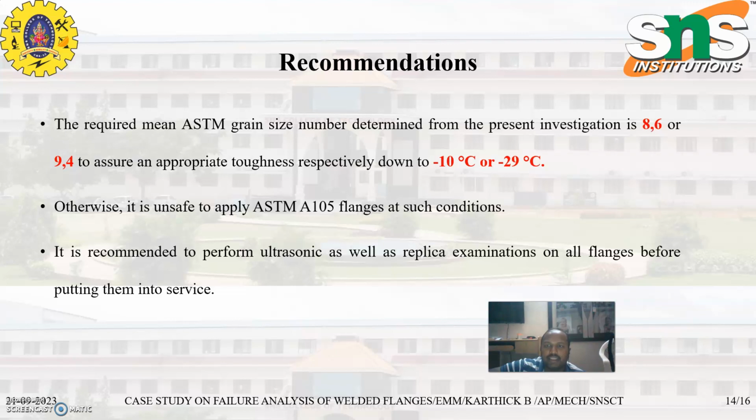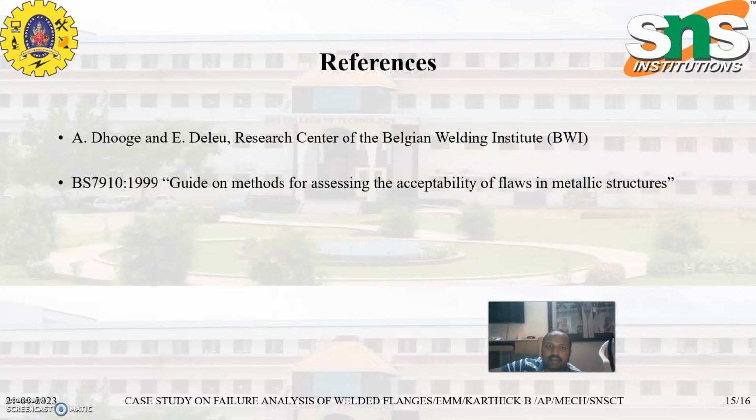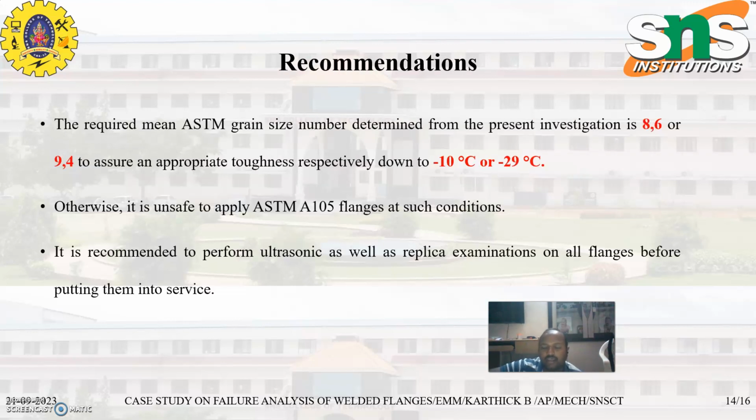The present investigation shows that on this temperature variation from minus 10 degrees to minus 29 degrees, the appropriate toughness of 8.6 or 9.4 should be there, but it is not present. It is recommended to perform ultrasonic as well as other testing before putting the particular flange into service again. Okay, so this is the case study. This is a failure of flanges due to the welding part.